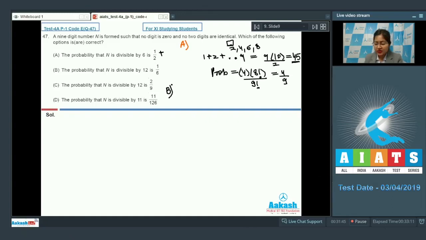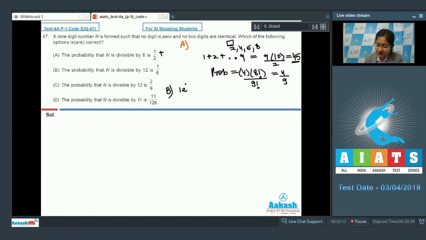Now let's move on to option B, which says that the probability that n is divisible by 12 is... For a number to be divisible by 12, it should be divisible by 4 and 3. As we have already discussed, the number is definitely divisible by 3. We just have to ensure that the number is divisible by 4. For a number to be divisible by 4, the last two digits should be divisible by 4. So let's check out what those numbers are.